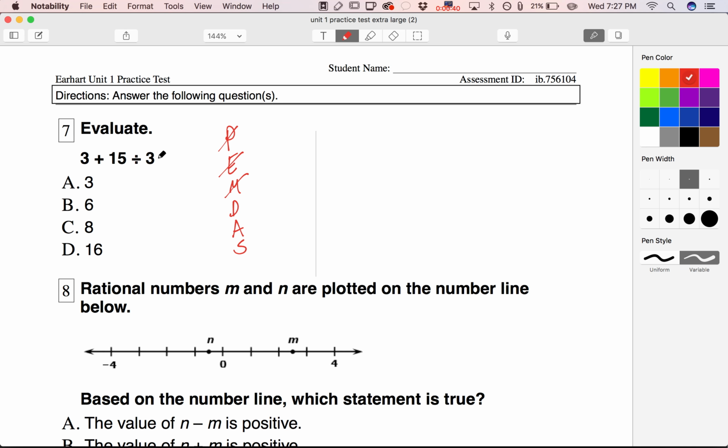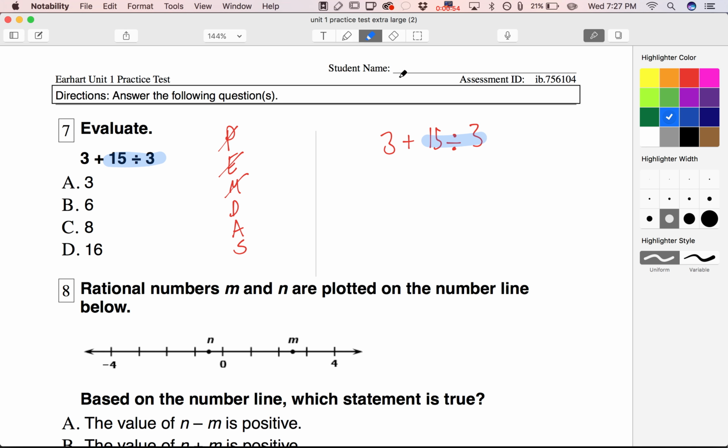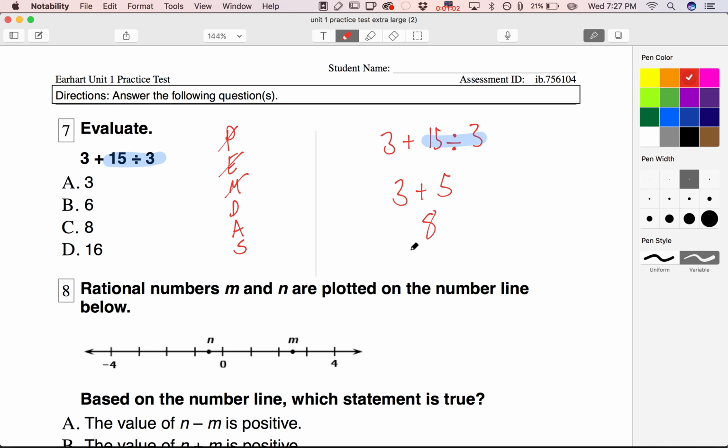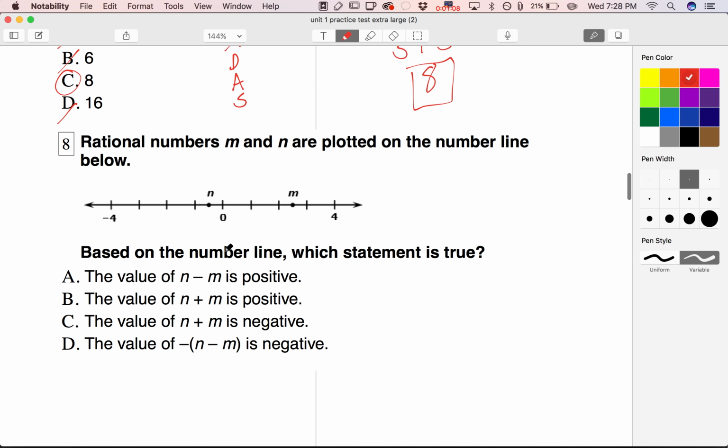No multiplication, but there is division. So there is division right here. So we're going to do that first. 3 plus 15 divided by 3. Going to rewrite the problem. We said we wanted to do 15 divided by 3 first, so 3 goes into 15 5 times. 3 plus 5 becomes 8. So these are not your answers. C is your answer. Go to number 8.